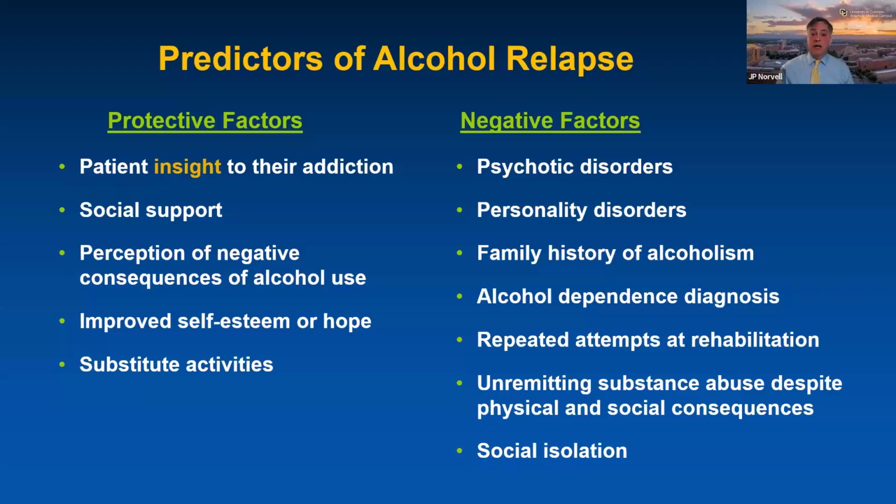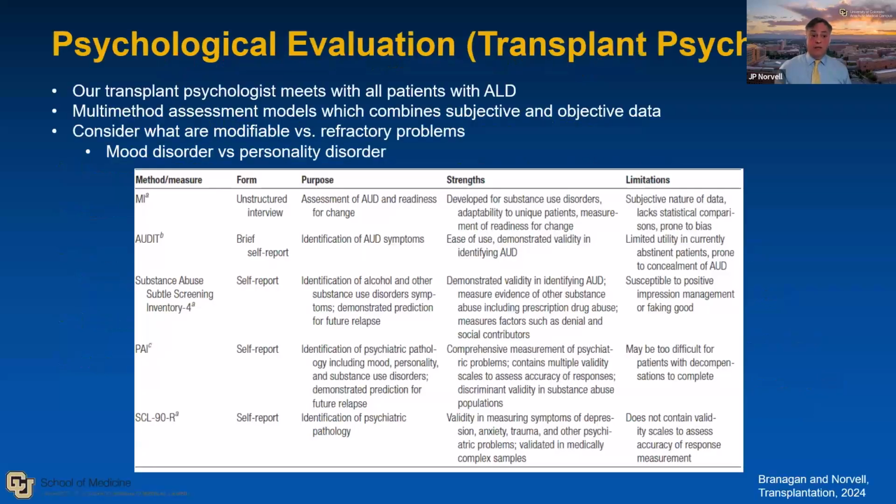I think the negative factors I think we're most familiar with, but are there concurrent psychotic or personality disorders? Family history speaks to both genetics and observation of patterns. Did they have a diagnosis prior of alcohol dependence? Have they failed, as I mentioned, prior attempts at rehabilitation? And do they have other substance abuse and consequences of it? And also, I had mentioned, are they socially isolated?